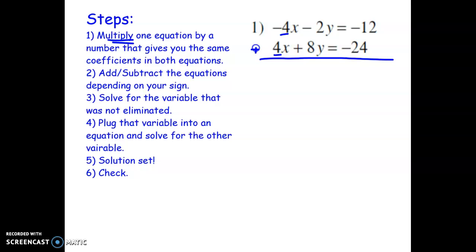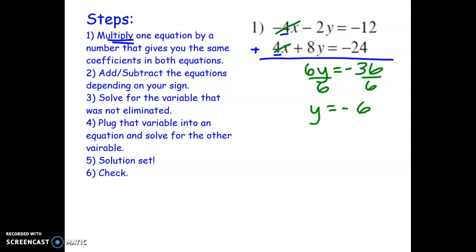Okay, so we can just add them going down. Your -4x and your positive 4x will eliminate. Your -2y plus your 8y is going to give you 6y. Your -12 plus your -24 is going to give you a -36. So we've eliminated the x's and now we're only dealing with y's. How do we get the y by itself? Divide the 6, right? So we're going to get y equals -6. Okay, that's one of our answers.